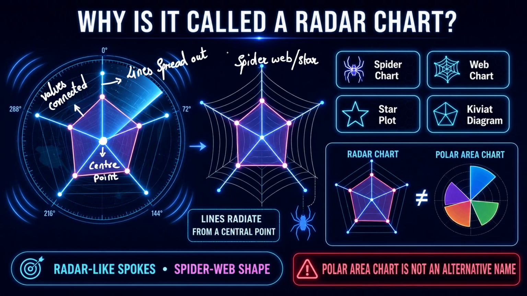Why is it called a radar chart? It is called a radar chart because its lines spread outward from one central point, like spokes on a radar screen. When values on these spokes are connected, they make a shape resembling a spider web or star. That is why it is also called a spider chart, web chart, star plot, or Kiviat diagram. But remember, a polar area chart is different and is not another name of a radar chart.